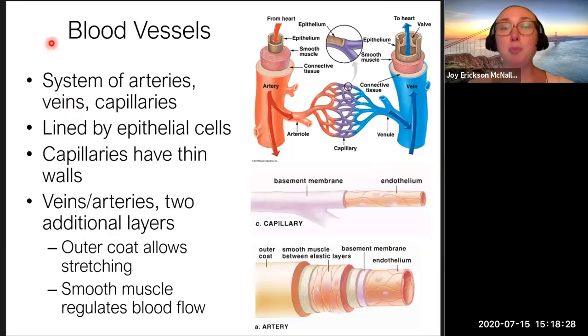Okay. So your blood vessels are a system of arteries, veins, and capillaries that transport blood and therefore gases and nutrients, etc., throughout your body. Again, I made this analogy that it's sort of like your internal plumbing. So recall that arteries transport blood away from the heart, and veins transport blood back to the heart.